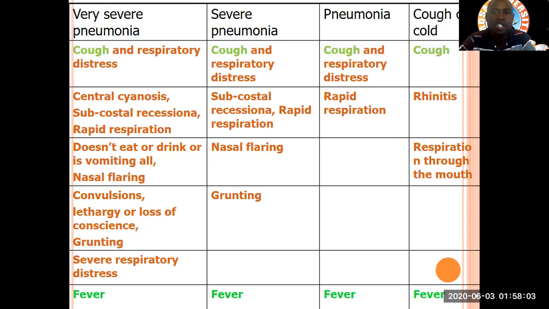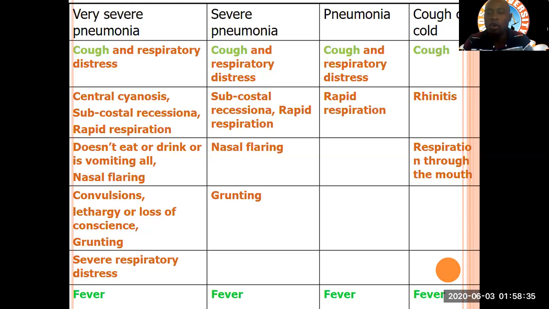So in very severe pneumonia, what you find is that there will be cough and respiratory distress. There will be subcostal recession and rapid respiration. But in severe pneumonia, there is also nasal flaring and grunting, but there is an absence of respiratory distress. In pneumonia, we find that there will be cough and respiratory distress with rapid respiration, but there's an absence of things like nasal flaring, convulsions, grunting, and even severe respiratory distress.